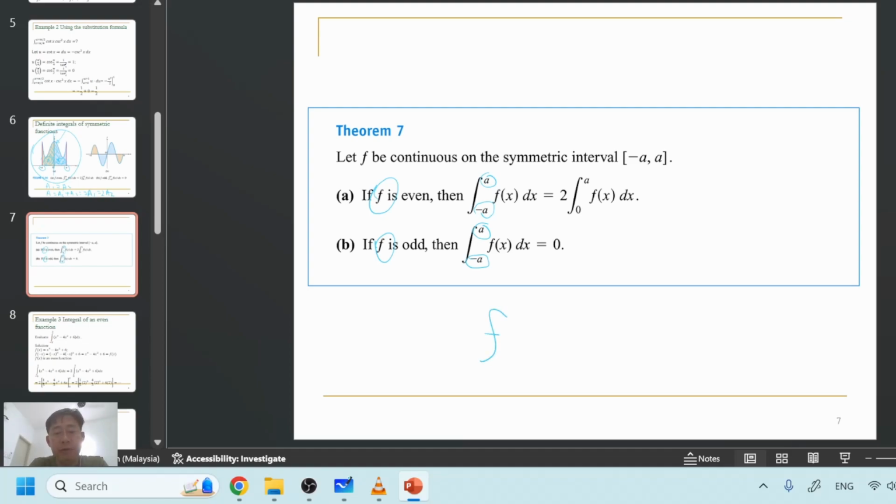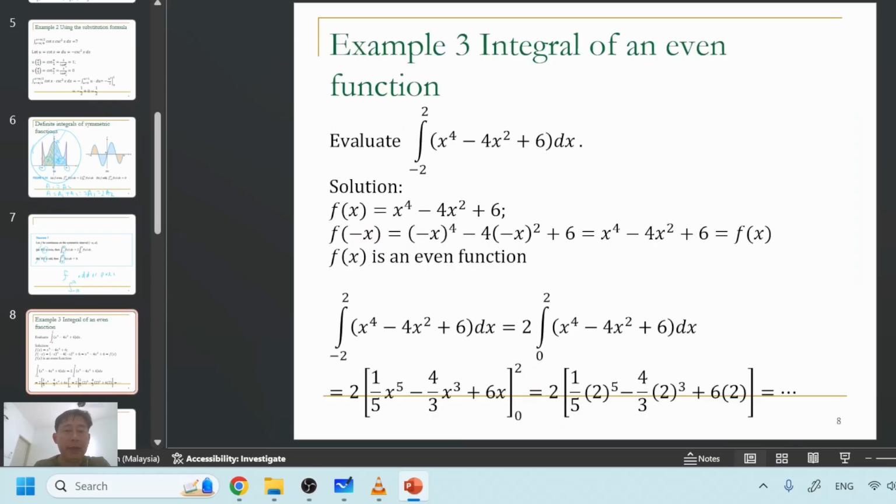If you have a function that is either odd or even, and the integration is from minus a to a, then you can apply these two rules quite easily. Example 3. So you look at this function, x power 4 minus 4x squared plus 6. So you have to first check whether this function is even or is it odd.